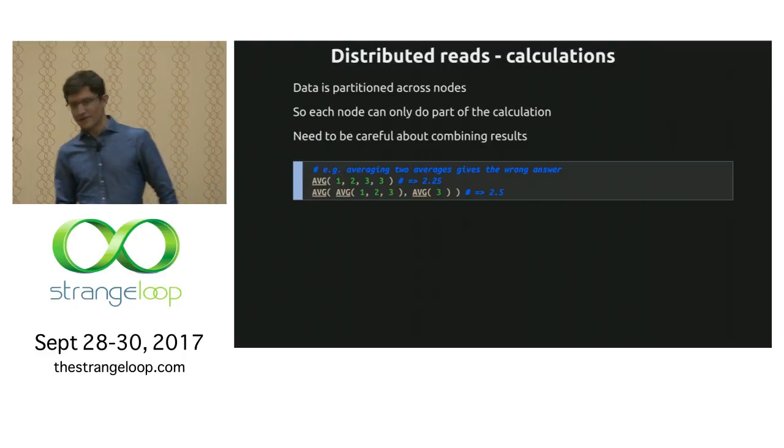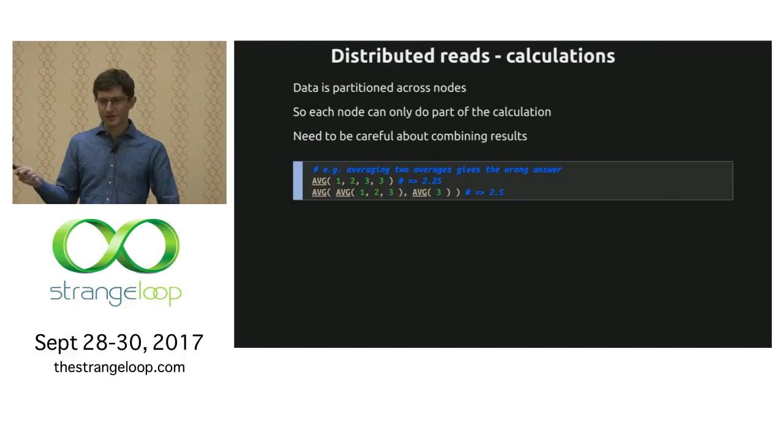I don't know if this is entirely readable, but say you're computing the average of 1, 2, 3, and 3. The answer is 2.25. If you split that up into 1, 2, 3, and take the average of that, you get 2. And then the average of 3 is 3. And the average of those two is 2.5, which is different.